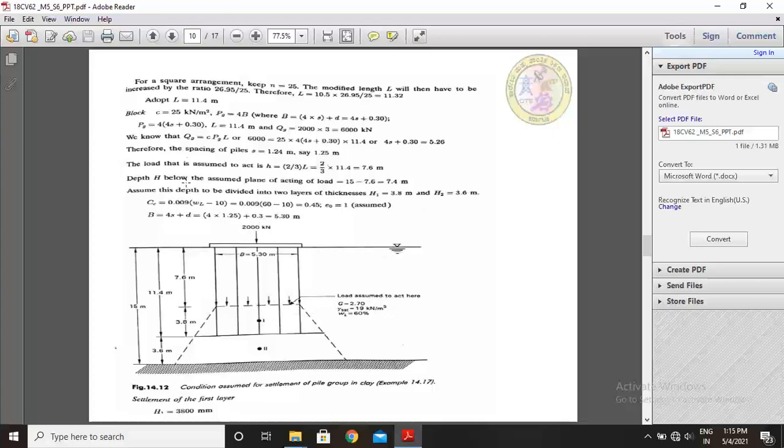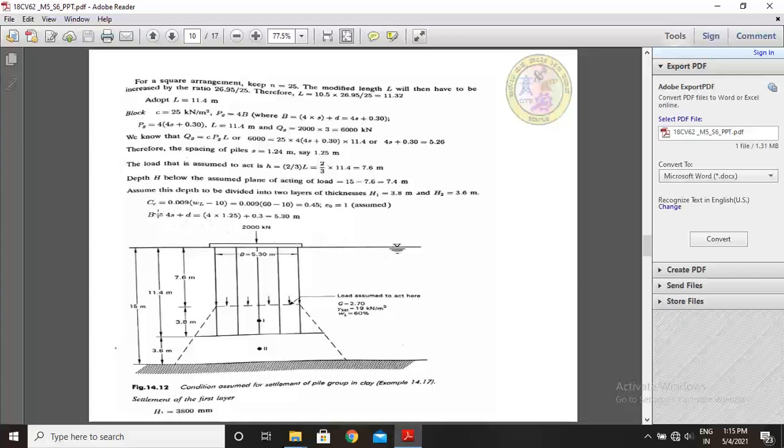Depth H below the assumed plane of acting of load equal to 15 minus 7.6. See, this is totally 15 minus 7.6. So we are getting 7.4 meter. Assume this depth to be divided into two layers of thickness, layer 1 and layer 2. H1 equal to 3.8 meter and H2 equal to 3.6 meters. So 3.8 meter and 3.6 meter, two layers.